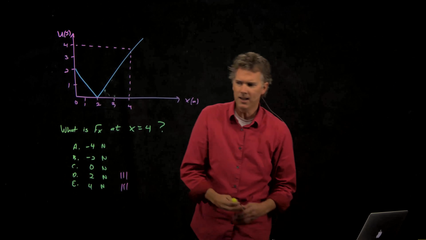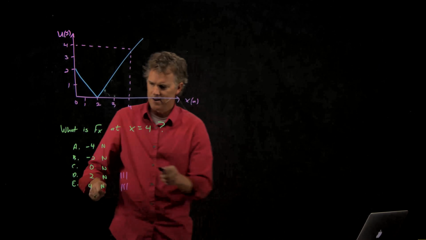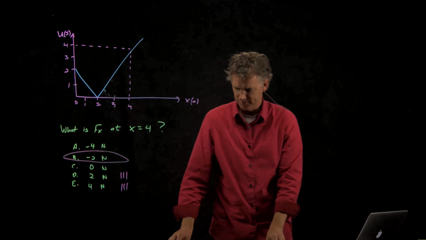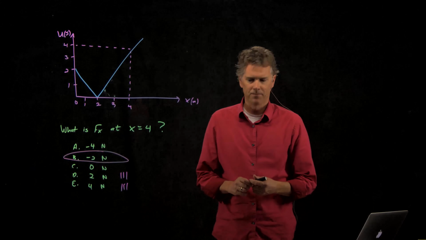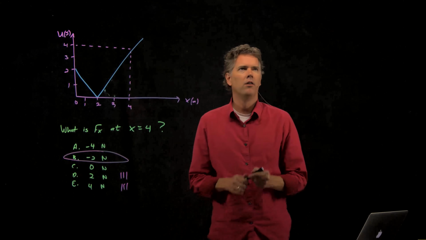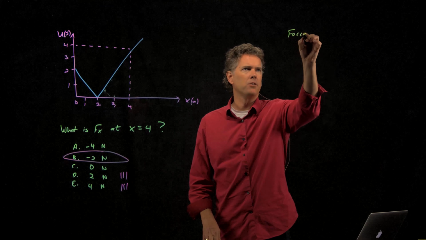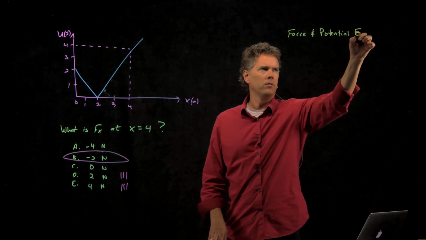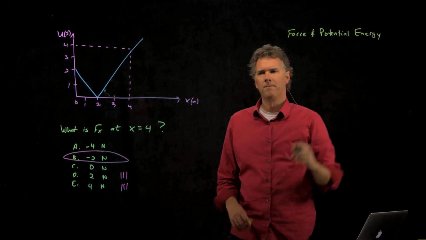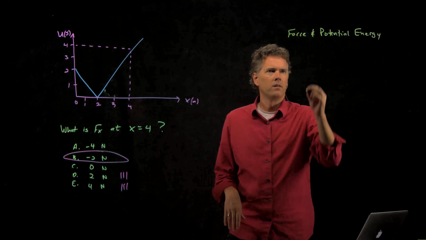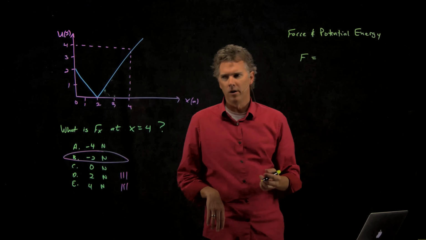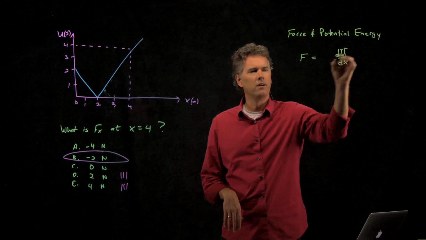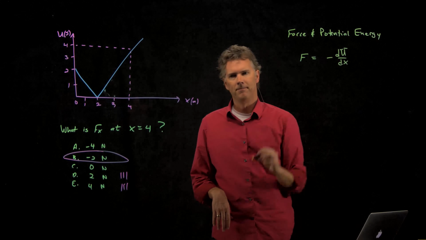The right answer is B, right here, which nobody seemed very interested in at all. Why is it B? What is the relationship between force and potential energy? Anybody remember what that is? Let's just tell you what it is. Force is the derivative of the potential energy, except there's a minus sign.